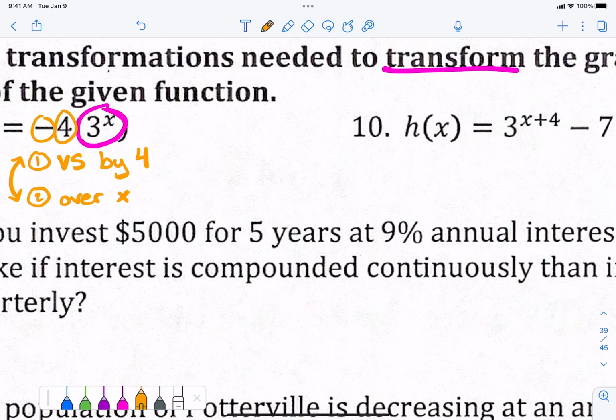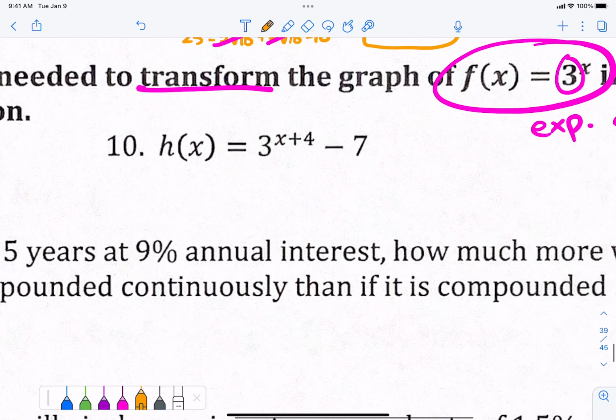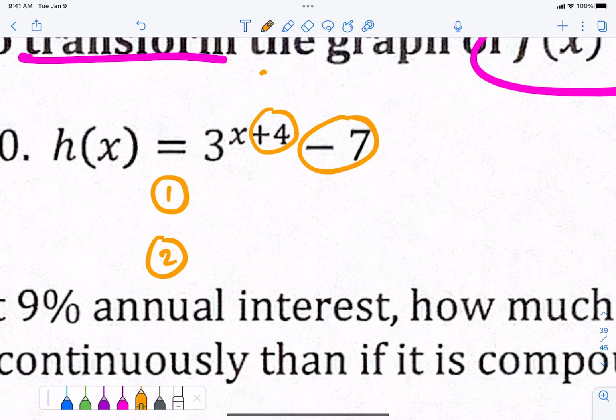Number 10. Okay. You have 3 to the x power, still the parent function. How many things are happening? 2. The 4 and the 7. Which one's happening first? The 4, because if I would plug a number in for x, you would add the 4 to it first, right? So how does the 4 move it? Left and right, okay? Because it's plus, we're moving it to the left because it's the opposite, right?